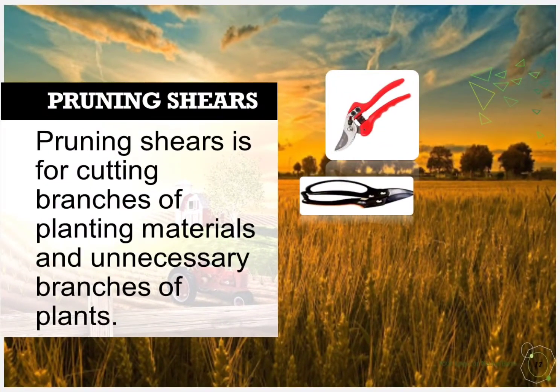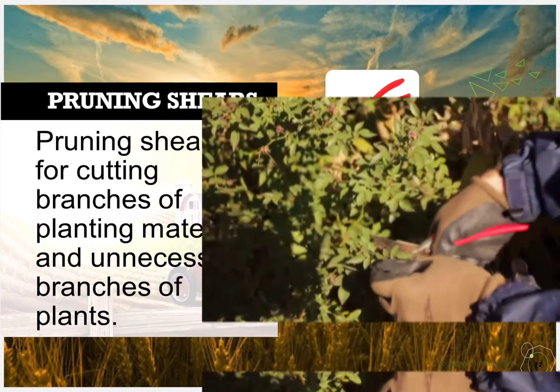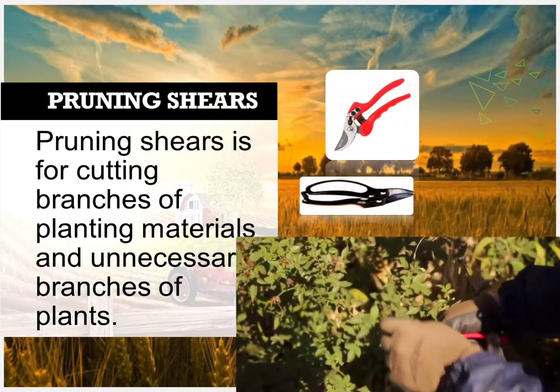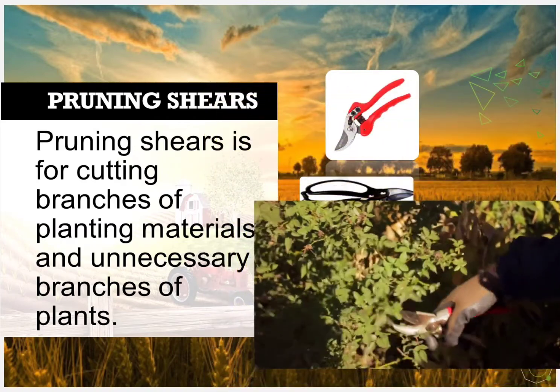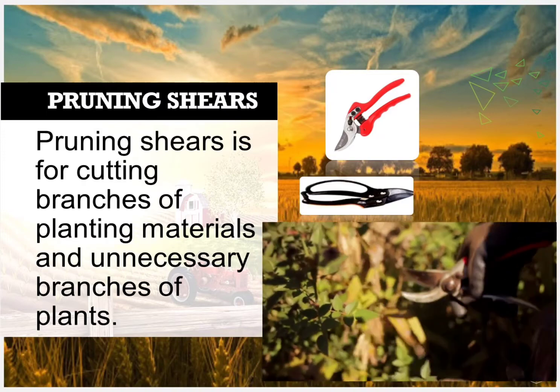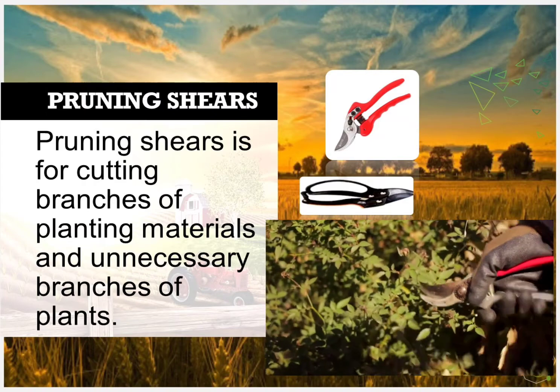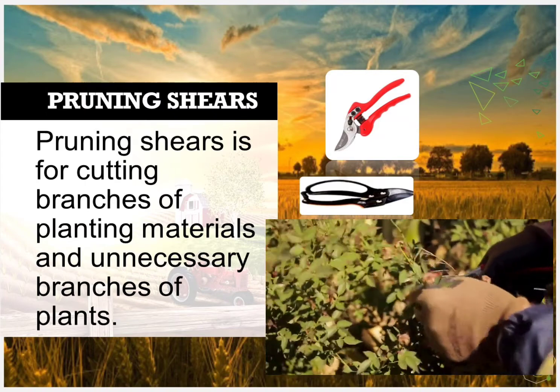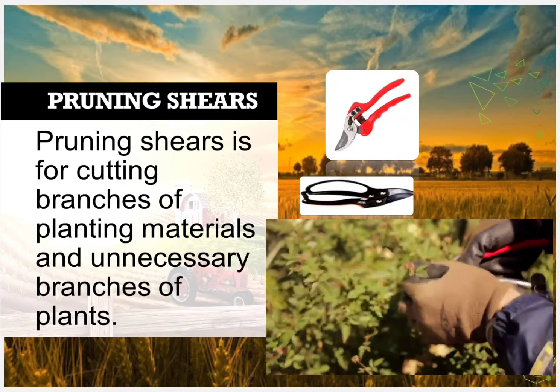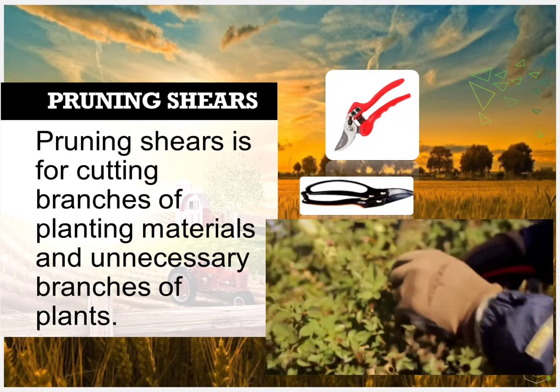Next is pruning shears. So what are the functions of this kind of hand tool? Pruning shears class is used for cutting branches of planting materials and unnecessary branches of plants. So class, meron talaga tayo na ginagamit na panggupit sa mga sagabal na sanga sa ating mga halaman. At hindi tayo dapat gumamit ng mga typical na panggupit tulad ng ginagamit natin sa kusina at tulad ng ginagamit natin sa papel. Ito ay upang maging maayos ang ating paghahalaman.